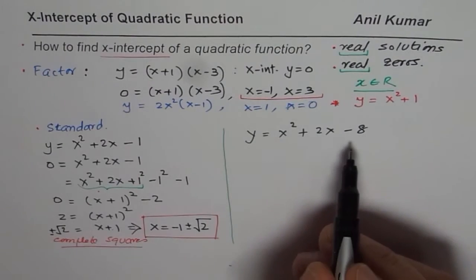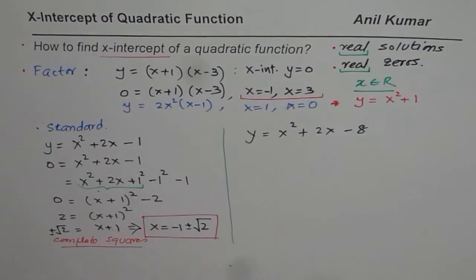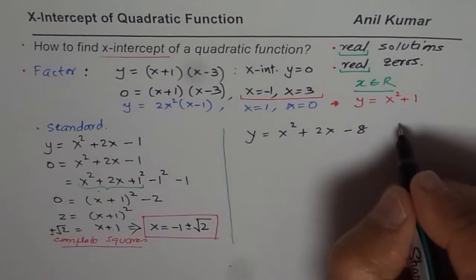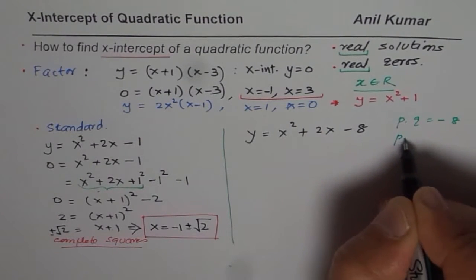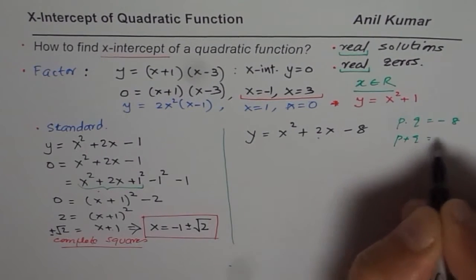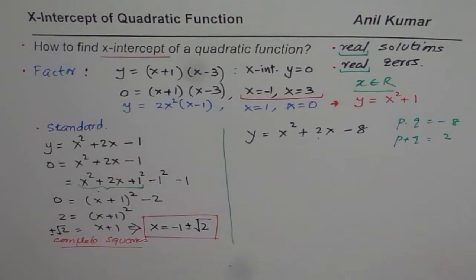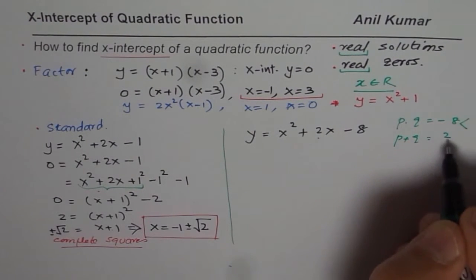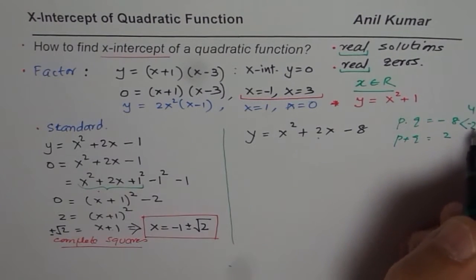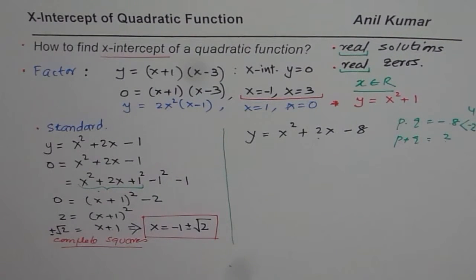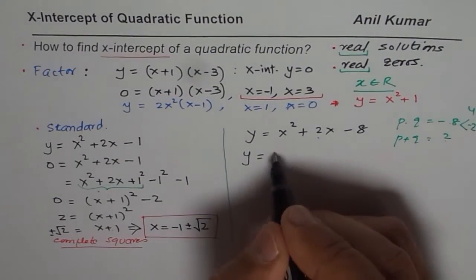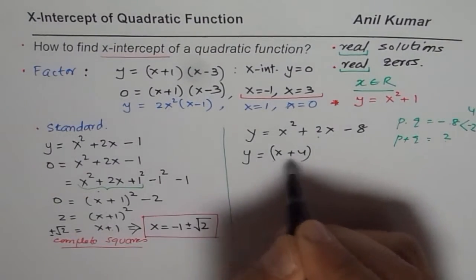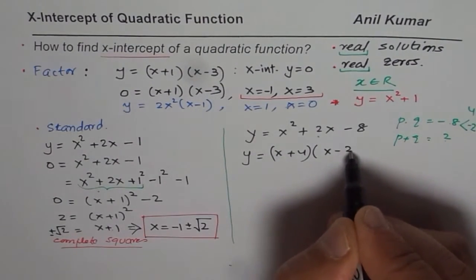Okay, so I made up this equation which can easily be factored. Here we are looking for a product of two terms as minus 8 and a sum of two terms as plus 2, right? So we'll just factor this. The two terms could be 4 and minus 2, right? When you multiply them, you get negative 8. When you add them, you get plus 2. So we could write this equation as y equals x plus 4 times x minus 2.